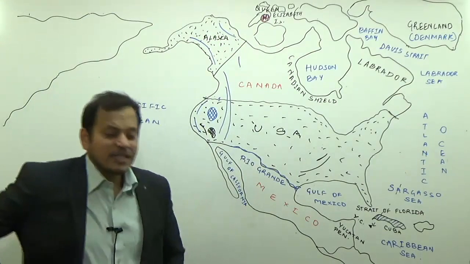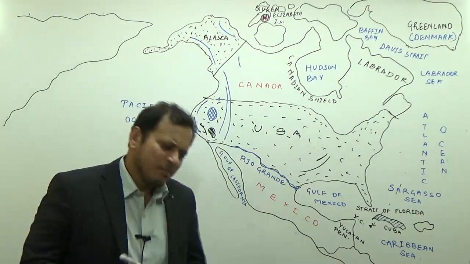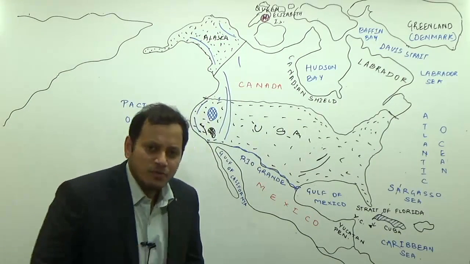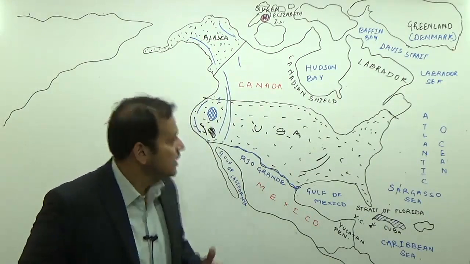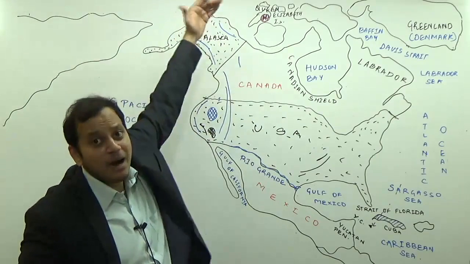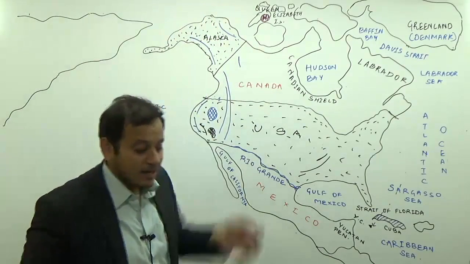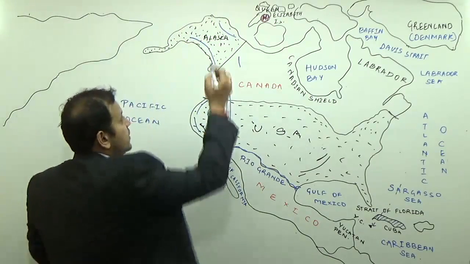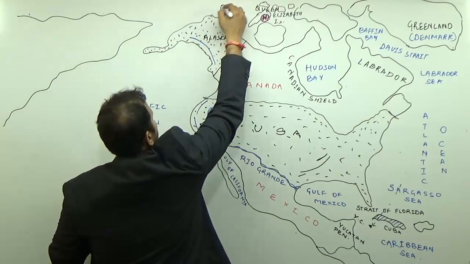Now come to here, there is a sea here. If you want to remember, you may, or if you don't want to remember, that is also fine. What is the name of the sea above Alaska? It is the Beaufort Sea.